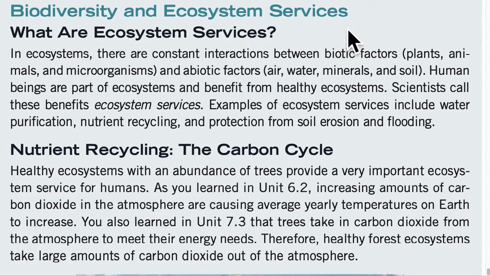Biodiversity and ecosystem services. What are ecosystem services? In ecosystems, there are constant interactions between biotic factors, plants, animals, and microorganisms, and abiotic factors, air, water, minerals, and soil. Human beings are part of ecosystems and benefit from healthy ecosystems. Scientists call these benefits ecosystem services. Examples of ecosystem services include water purification, nutrient recycling, and protection from soil erosion and flooding.